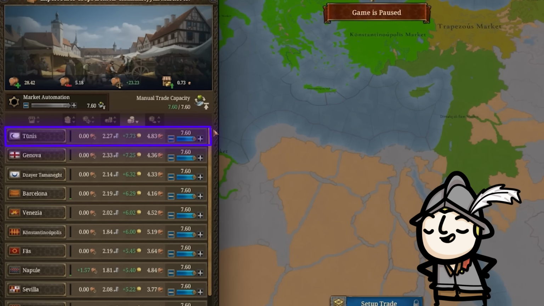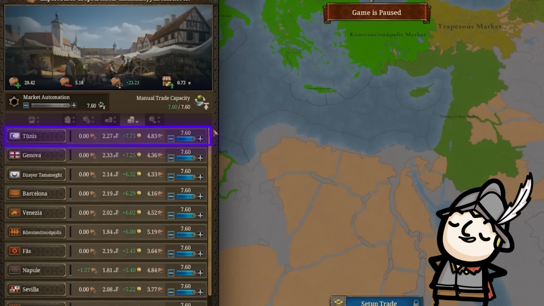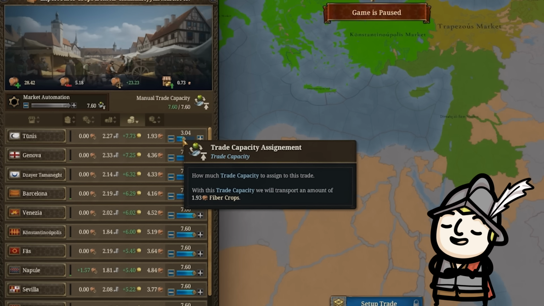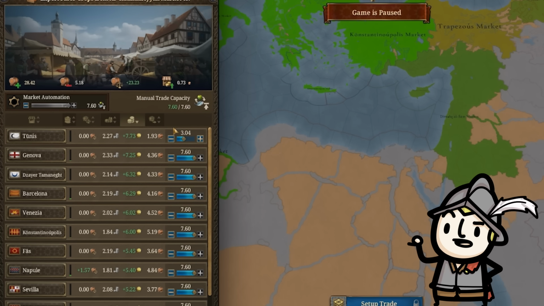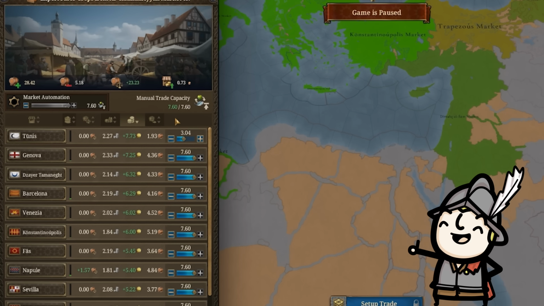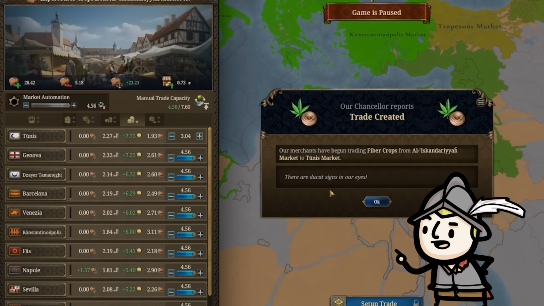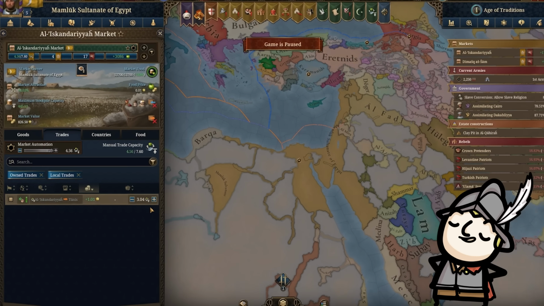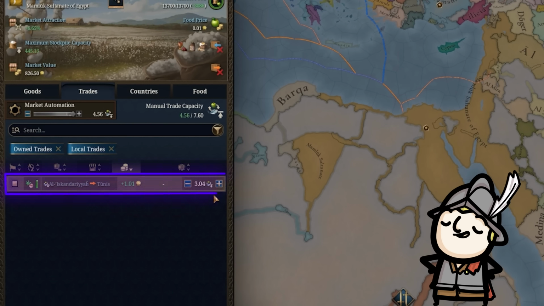You could see that Tunis has a fairly good price for our fiber crops, and no supply of their own. Now, it could be a good idea to use all of our capacity, but why don't we go with, say, around half? That will move 2 units of fiber crops to Tunis for a profit. Now if we head back to the market panel and then to the trade tab, we could see that we have an active trade to Tunis of fiber crops.